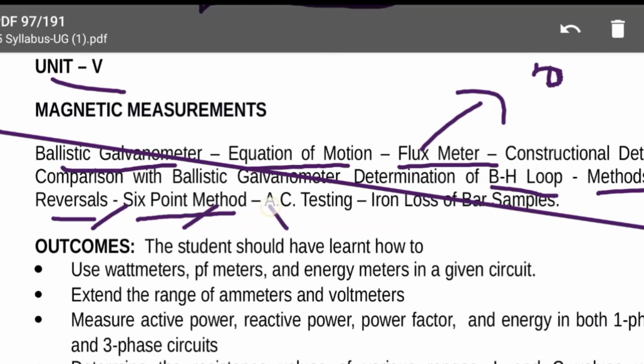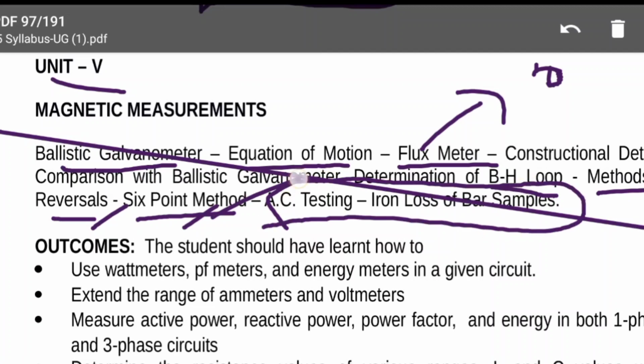But prepare this also, AC testing, iron loss of Bower samples, though the chances of this question are maybe less. Method of reversal, 6-point method, anyone you will get as a 10 marks question. This is the syllabus regarding unit 5, magnetic measurements.